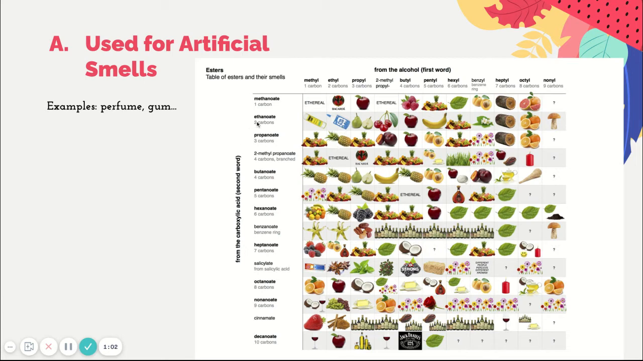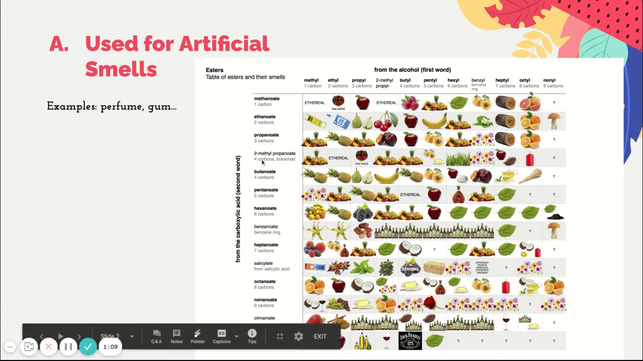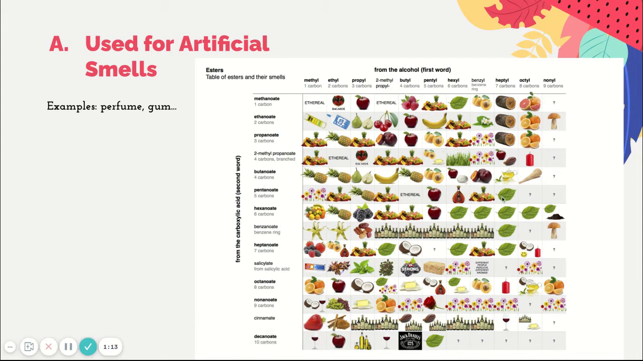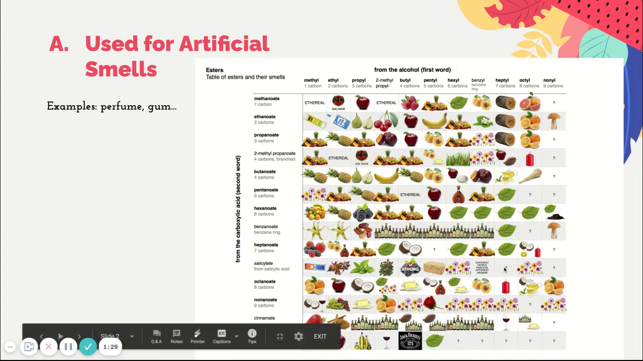So you can see here, if I mix an alcohol with an acid, so these are acids on the left margin, and these are alcohols across the top, I'm going to get an ester. So esters that smell like mint leaves, these are all the hexanoate, heptanoate, acids that will give me a pepperminty smell. We've got coconut, floral smells in here, oranges.